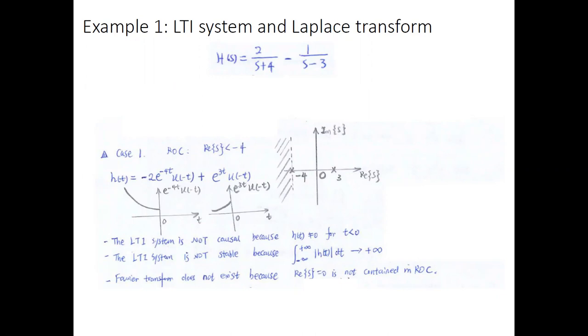And also from the criteria we learned in chapter two, the LTI system is not stable. Because for the system to be stable, the integration of the absolute value of h of t dt from minus infinity to plus infinity needs to be a finite value. But here, because of the first term, as t goes to minus infinity, its absolute value goes to infinity. And the integration of this signal also takes an infinite value. It's not finite. Therefore, the LTI system is not stable.